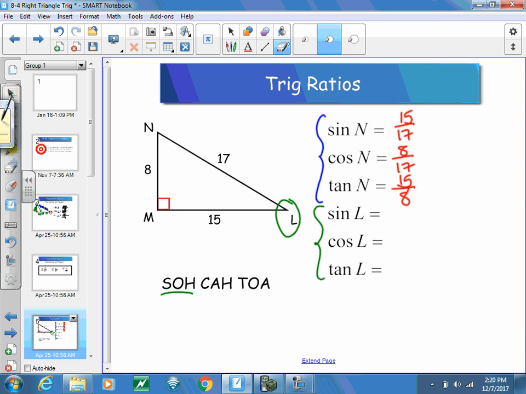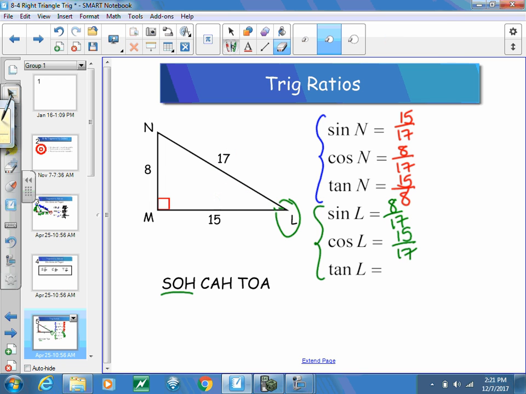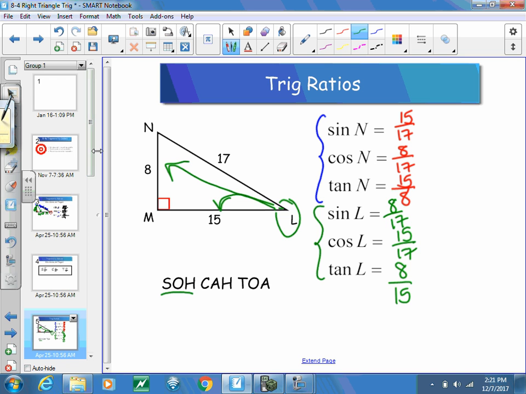Next, if I look at angle L, these 3 ratios are going to be different. Opposite of angle L is side 8. The hypotenuse is still 17, so its ratio is going to be 8 over 17. Looking at the cosine, we're going to take the adjacent leg over its hypotenuse, so it's 15 over 17. And then lastly, the tangent, which is the opposite over the adjacent, so that would be 8 over 15. So those are the 6 trig ratios that we can use for this right triangle.